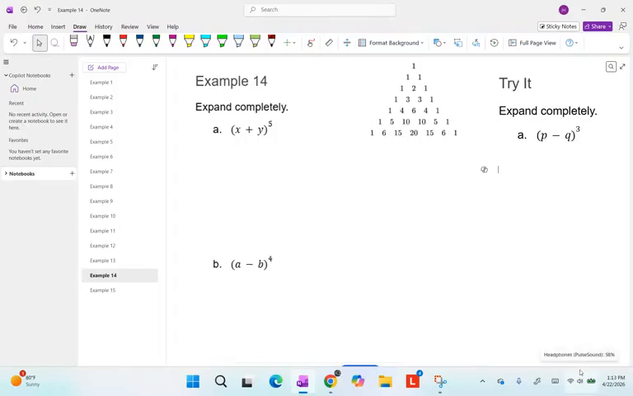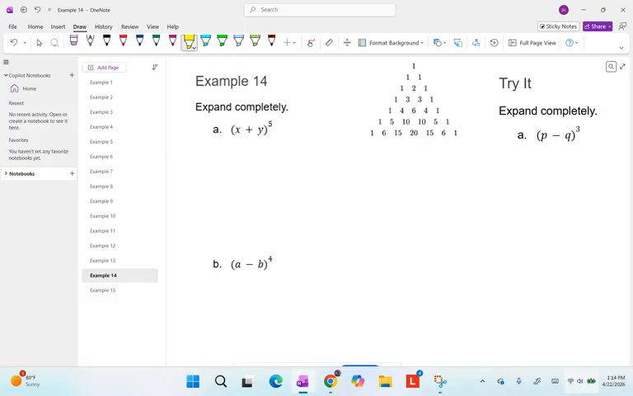All right, guys, in this video, we're going to be looking at example 14, where we're going to be expanding binomials completely using the binomial theorem. So we have a binomial, two terms, x and y, and we're raising that to the fifth. And rather than just doing x plus y times x plus y five times, which is going to take a long time, and we're prone to make mistakes, we're going to use the binomial theorem instead.